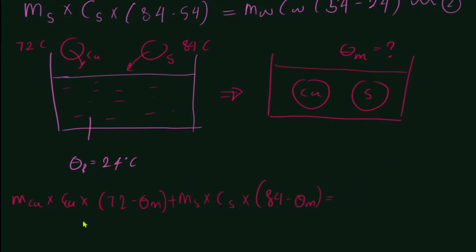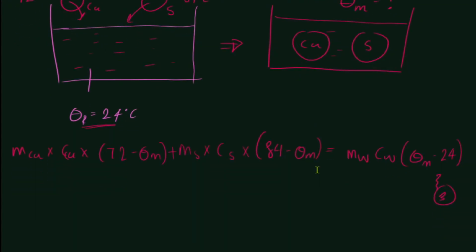So this heat given is going to be absorbed by the water, right? So heat absorbed by water is going to be written how? m_W c_W. Initially the water was at 24 degrees Celsius, and it reached theta m. So its temperature difference is theta m minus 24. This is the third equation, right?